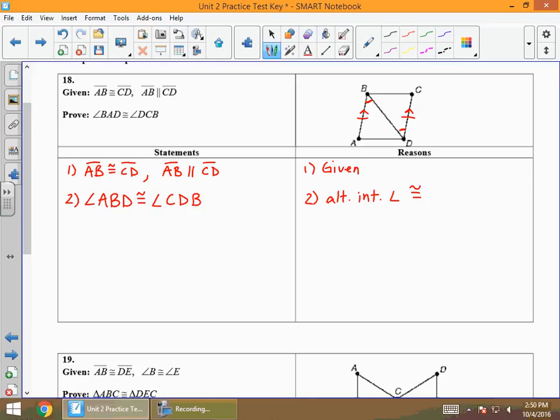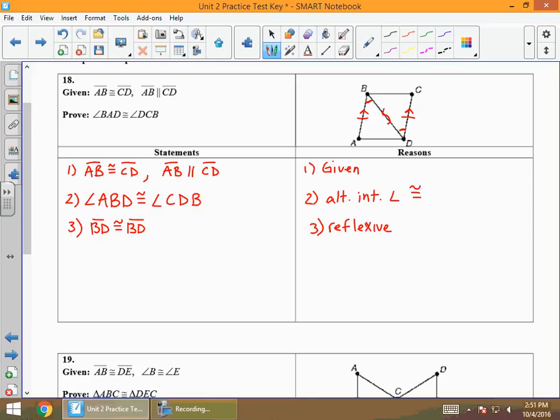So I'm looking for 3 congruences. I see that I have 1 in statement 1, I have 1 in statement 2. Statement 3 is going to be my third congruence. And BD is the same for both triangles. So BD is congruent to BD. The reason? Reflexive. That is the reflexive property.